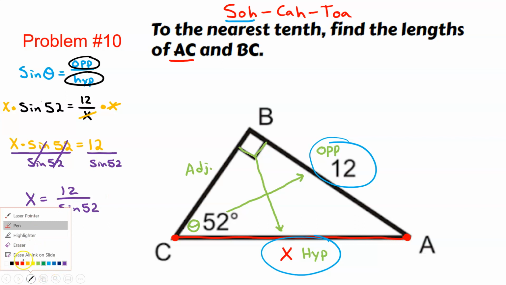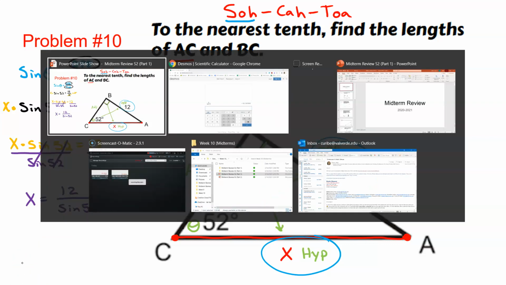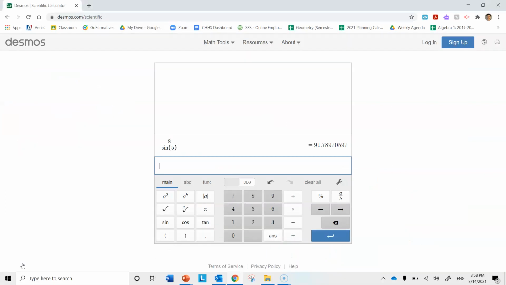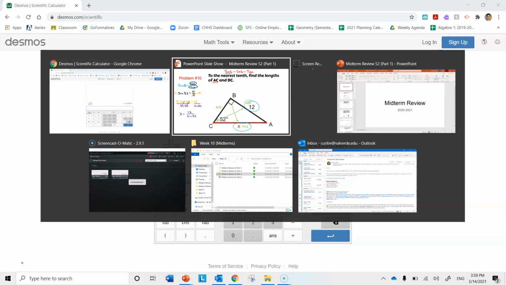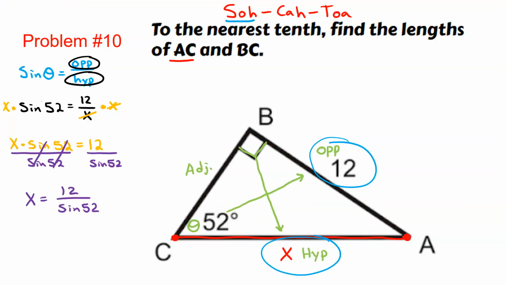So let's see if I can plug that in correctly. 12 divided by sine of 52. So clear all this. 12 divided by sine of 52 degrees. On decimals, that gives me 15.22. So x is equal to 15.22 units. And we're going to round to the nearest tenth.